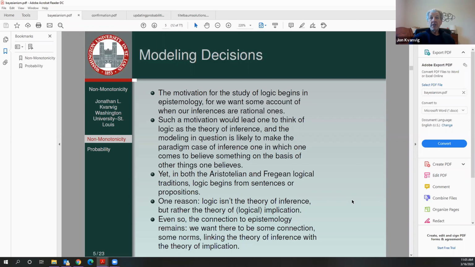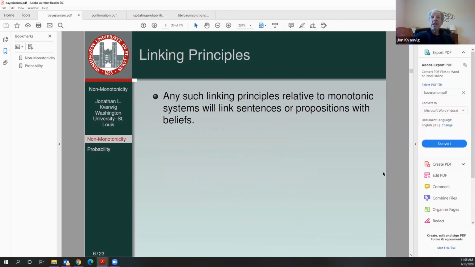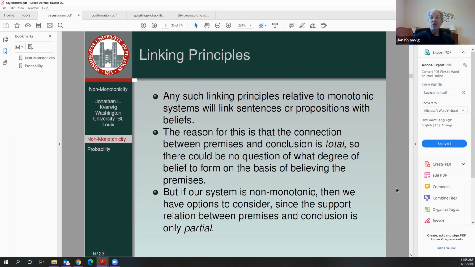We can call these norms if we want. What is it for you to obey the norms that link the theory of inference with theory of implication? Any such linking principles relative to monotonic systems will link sentences or propositions with beliefs or some other psychological element. The reason for this is the connection between the premises and conclusion is total. So there could be no question of what degree of belief to form or what belief to form on the basis of believing the premises. If our system isn't monotonic, however, we have options to consider since the support relation is only a partial one.